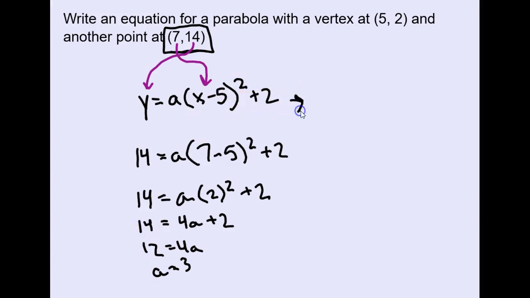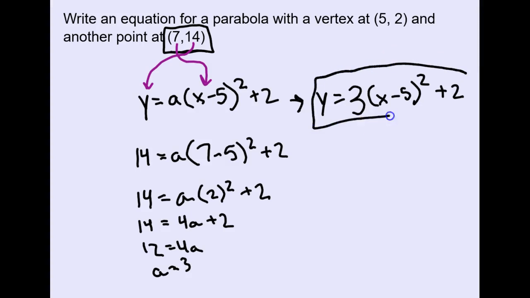So what we're going to do is rewrite this equation up here. We're going to write Y equals, instead of A, we now know that A is 3, times (X minus 5) squared plus 2. You know the exact equation of that parabola just by knowing the vertex and one other point.